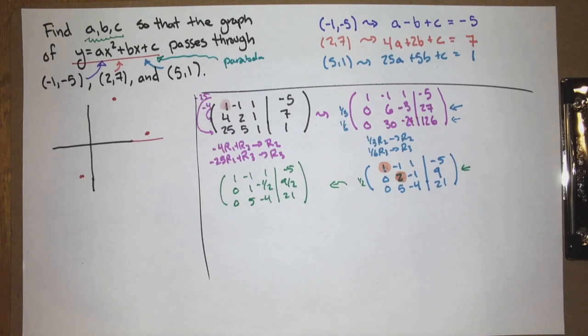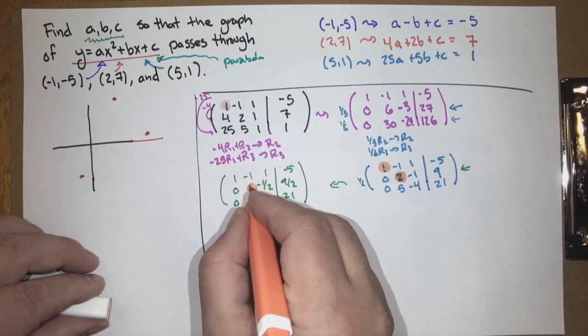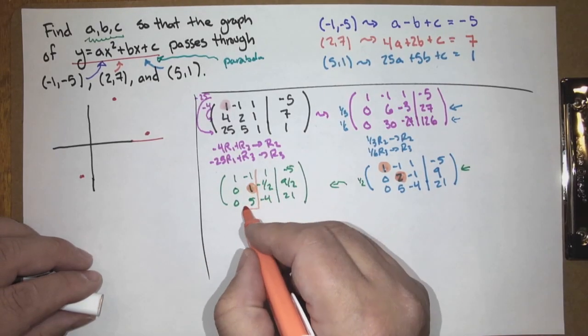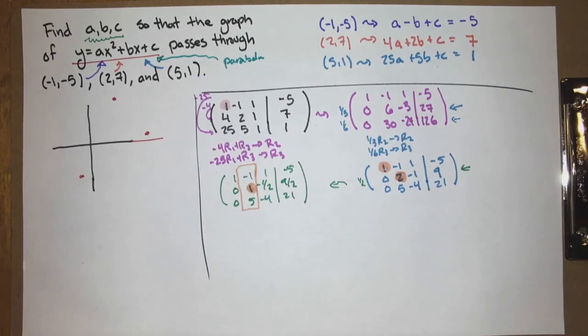All right. Now, using our 1, Gauss-Jordan elimination says, clean up the rest of that column. So I want to make the other entries besides that middle 1 to be 0.